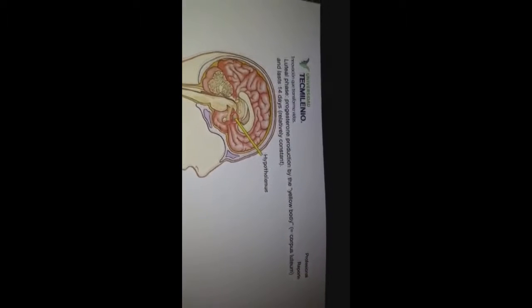Estradiol is the estrogen hormone, normally lasts 14 days, but this can vary considerably. If this lasts more than 14 days, you probably have to check with a doctor. Well, the second phase is the luteal phase. Progesterone production by the yellow body, the corpus luteum, lasts 14 days, which is constant.